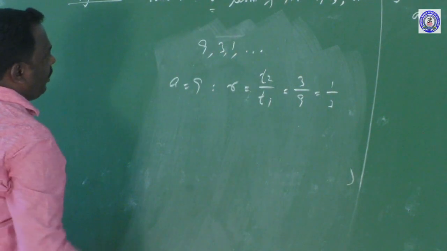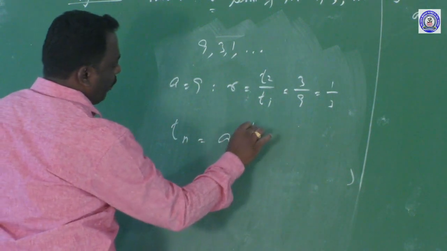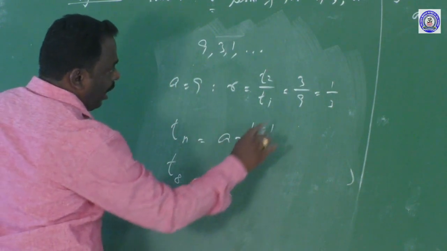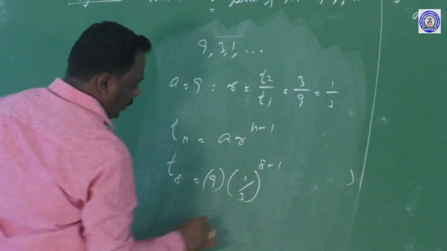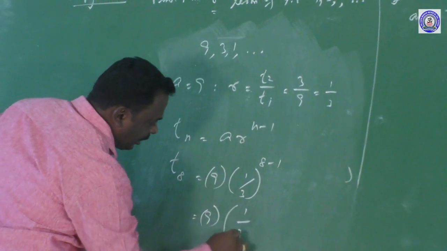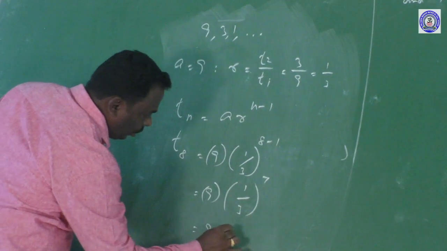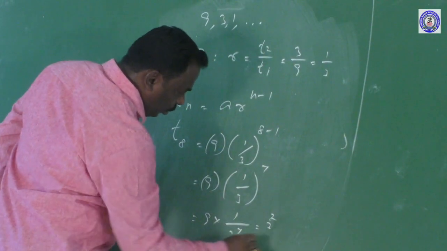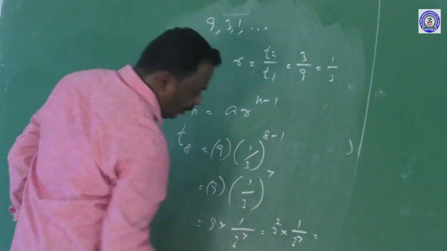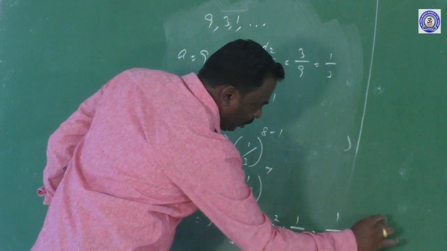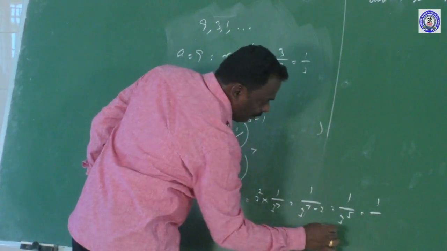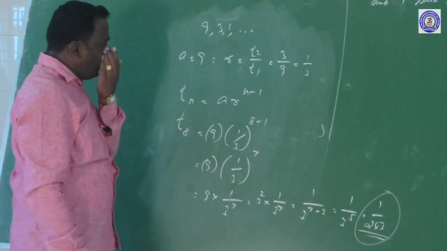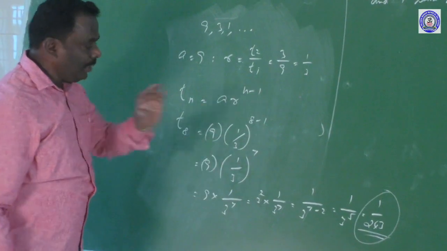Now we want to find the 8th term. Therefore Tn is equal to A into R power n minus 1. Here n equals 8, A equals 9, and R equals 1 by 3. So the power is 8 minus 1, that is equal to 9 into (1 by 3) whole power 7. That is 9 into 1 by 3 power 7, and we cancel: 9 is 3 power 2, so it is 1 by 3 power 7 minus 2, that is 1 by 3 power 5. 3 multiplied 5 times becomes 243. Therefore the 8th term is 1 by 243.